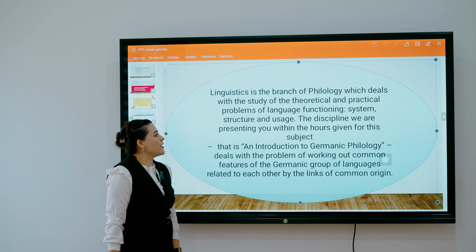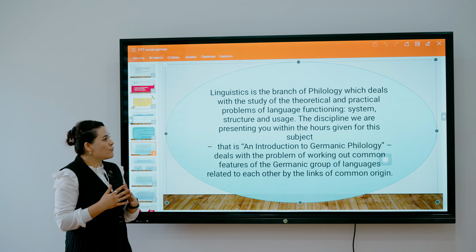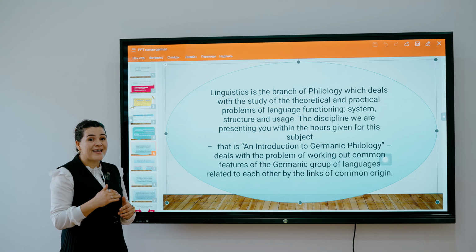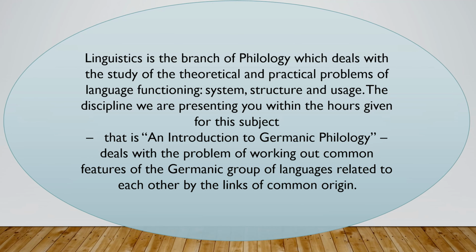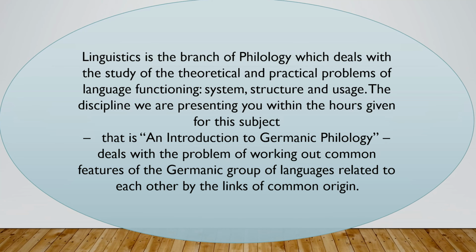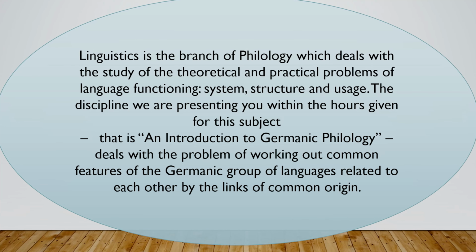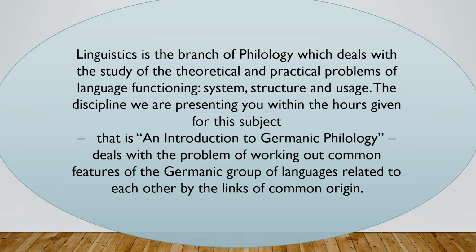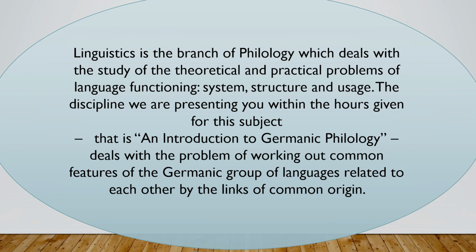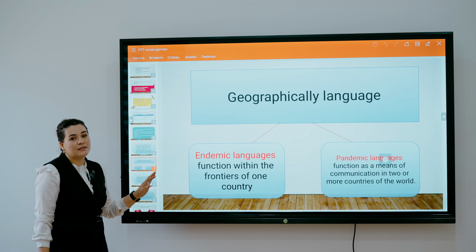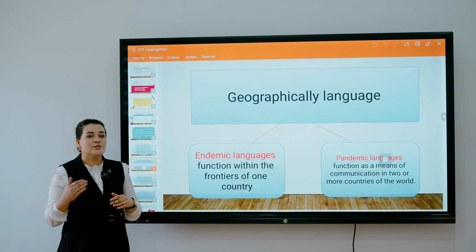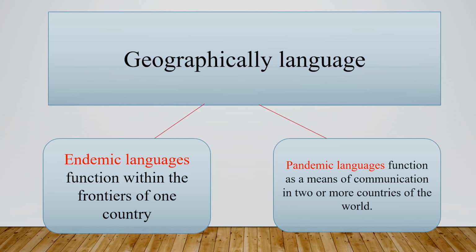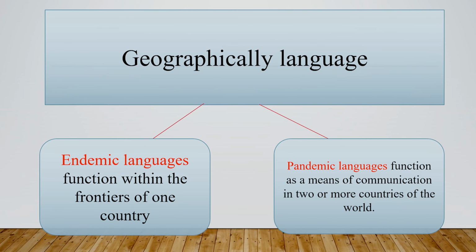And the discipline we are presenting to you within the hours given for this subject, that is, an introduction to the Romance Germanic philology, deals with the problem of working out common features of the Germanic group of languages related to each other by the links of common origin. Geographically, languages can be of two types. The first one is endemic language, the second one is pandemic language.